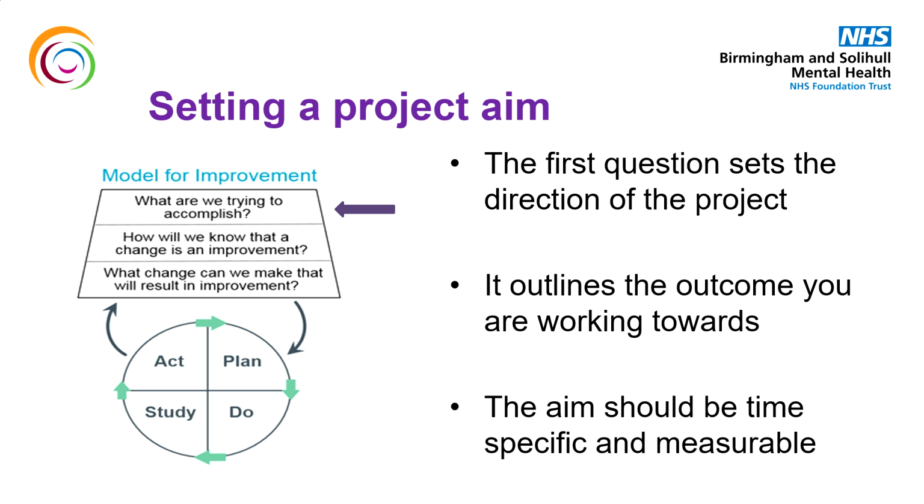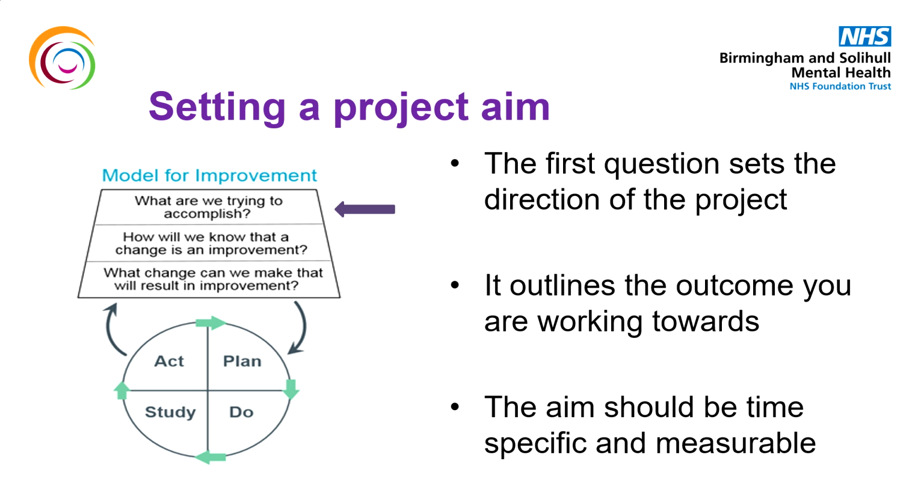So the first question in the model for improvement is, what are you trying to accomplish? Initially, you need to spend some time gaining a good understanding of what your problem may be. So examples of projects could be that you want to reduce the use of restrictive practices, that you want to improve your engagement with carers, or that you want to create some joy in work. Once you've understood the problem, you can be clear about what your aim is. The first question therefore sets the direction of your project. It defines the outcome you wish to achieve.